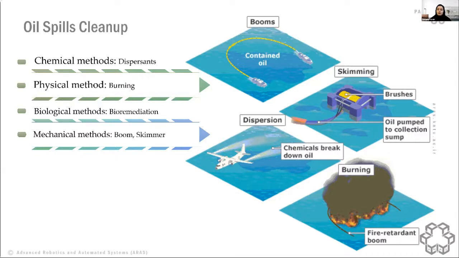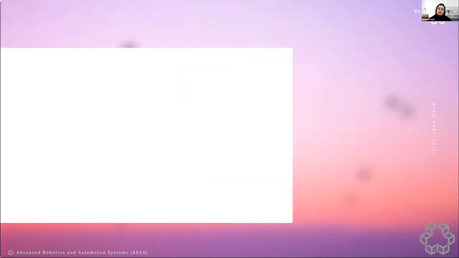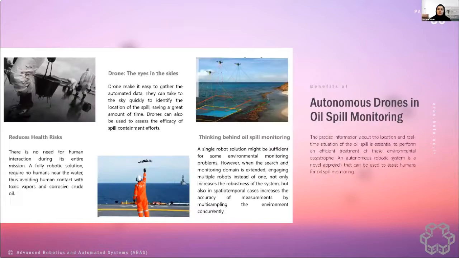Or in situ burning is used in remote areas where the spilled oil is fresh and thick enough for an effective burn. You should note that effective use of this method is limited in time and governed by the oil properties. So monitoring is important. Having precise information about the location and real-time behavior of an oil spill is essential to perform an efficient treatment of this environmental catastrophe.